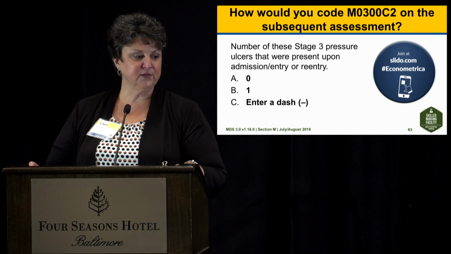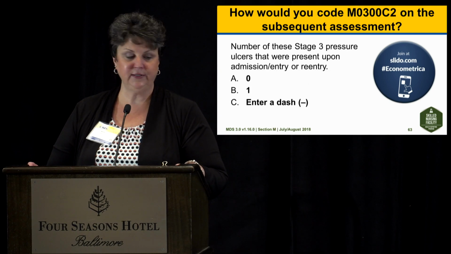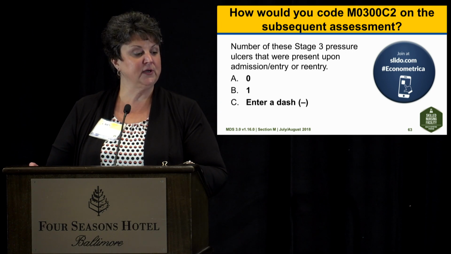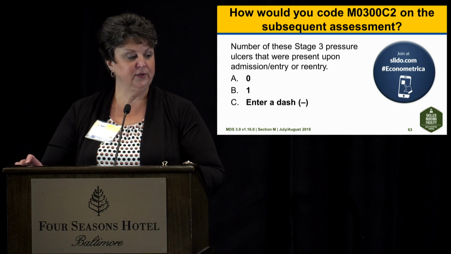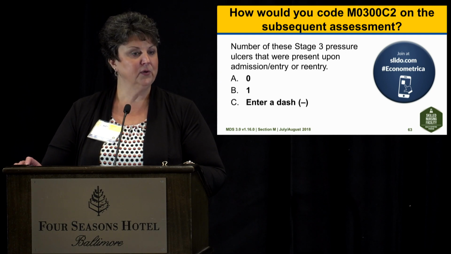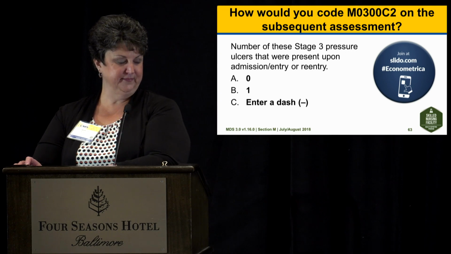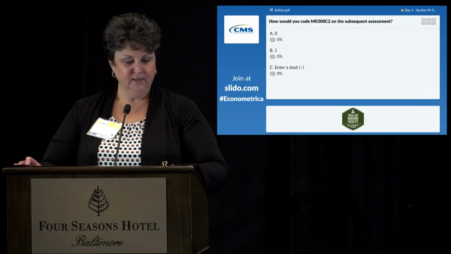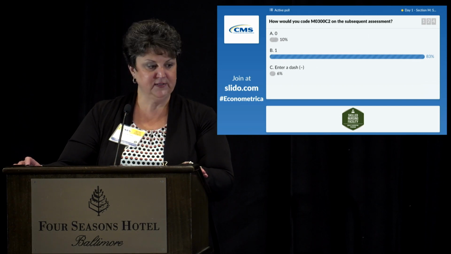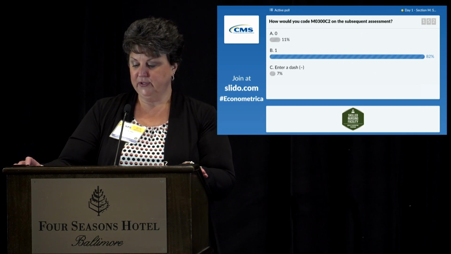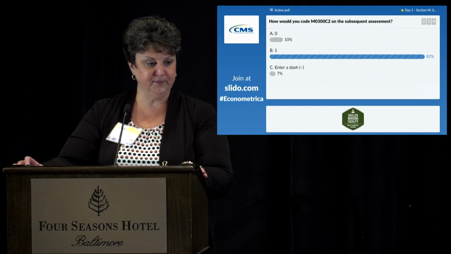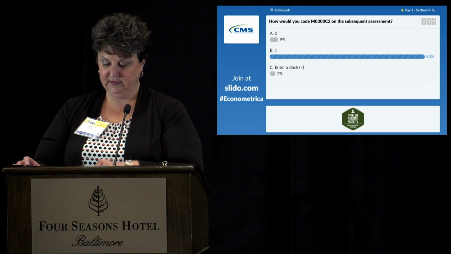And how many of these ulcers are you going to code in M0300C2 on the subsequent assessment? So coding the number of these stage 3 pressure ulcers that were present on admission, entry, or re-entry. Would you code A0, B1, or C, enter a dash? Go ahead and take just a moment there and enter your answers. Again, what is the number of these stage 3 pressure ulcers that were present upon admission, entry, or re-entry? We've got lots of folks still clicking in.